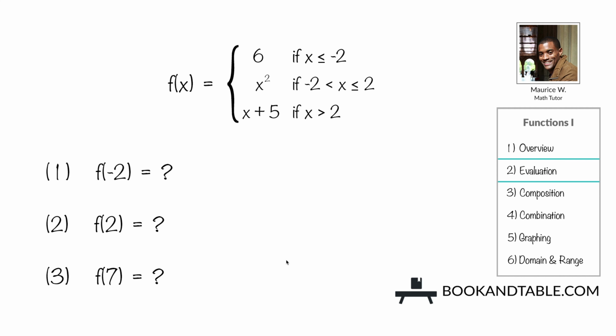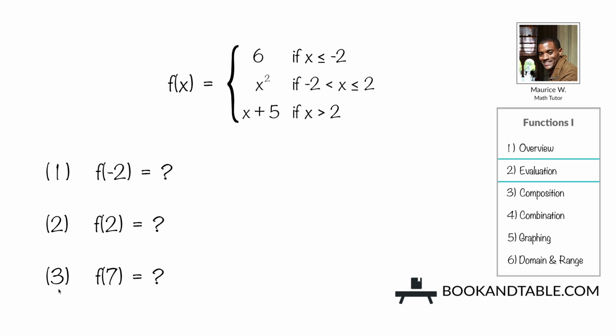So let's walk through an example together. This is the same piecewise we were just looking at. So f of x is equal to 6 if x is less than or equal to negative 2. f of x is equal to x squared if x is greater than negative 2 and less than or equal to positive 2. And f of x is equal to x plus 5 if x is larger than 2. Question number 1, what is f of negative 2 equal to? Question number 2, what is f of 2 equal to?